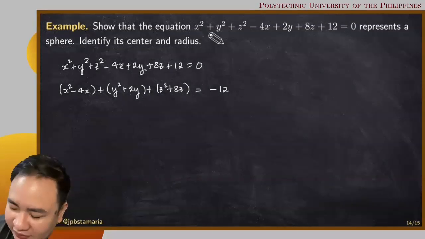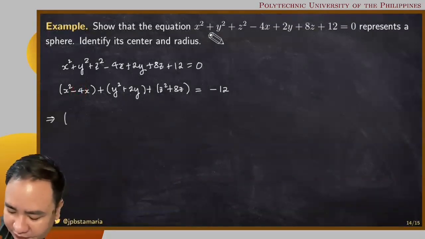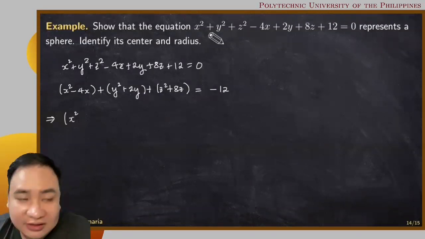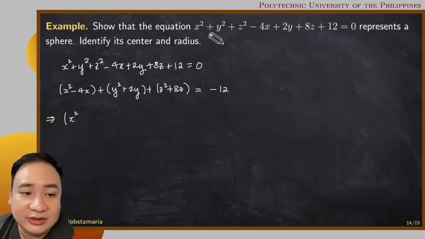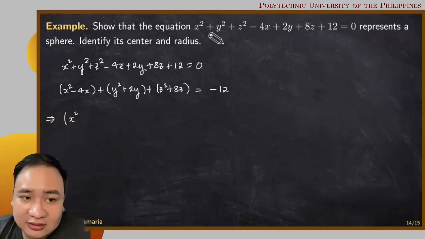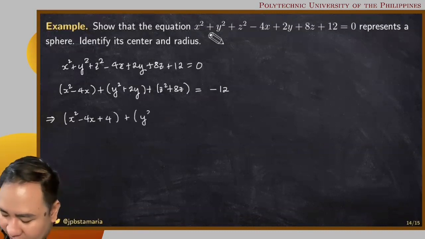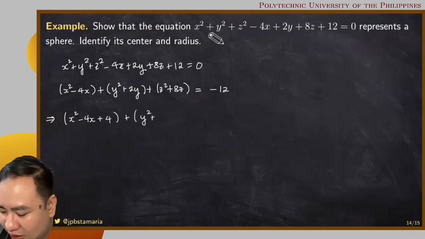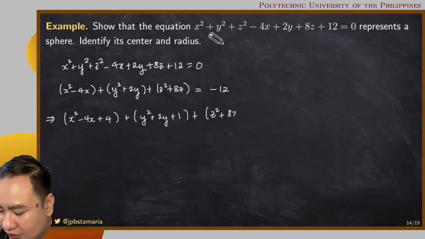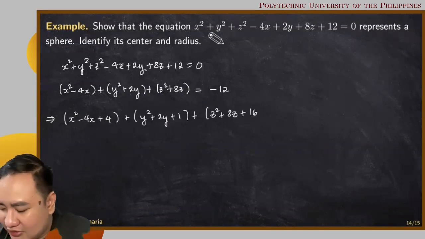So, for this example, yung -4, we will look at -4. And then, divide -4 by 2, that's -2. And then, square that, that's +4. Kaya mag-a-add tayo ng +4 over here. Tapos, dito rin, 2 divided by 2 is 1. Take the square, so we're going to add 1. And then, divide 8 by 2, you get 4. You take the square, that's 16.